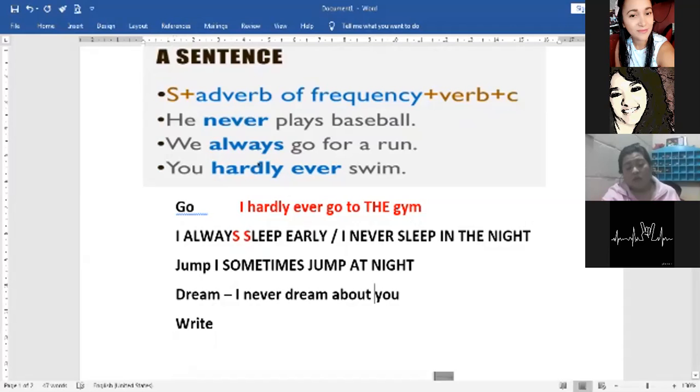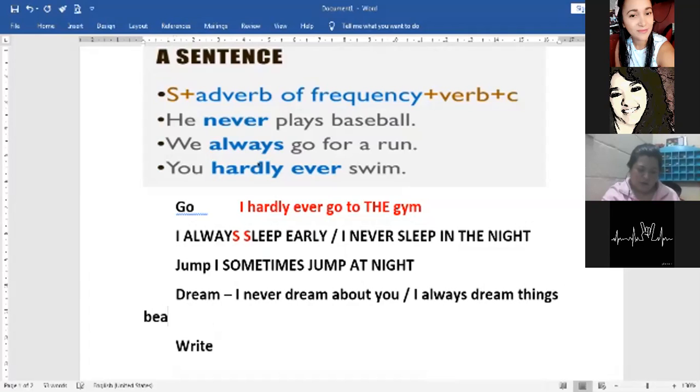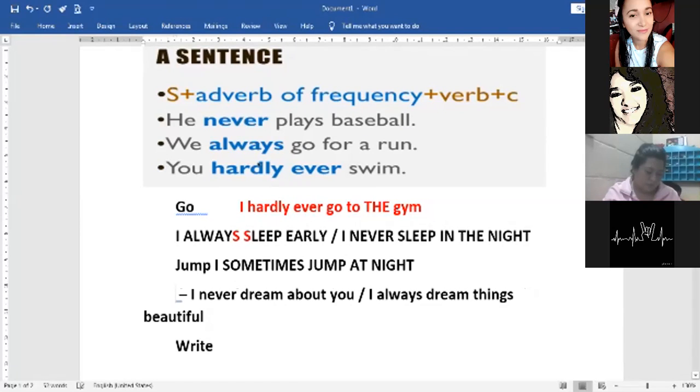Yo tengo una también con dream. Ok, veamos. I always dream things beautiful. Okay. Can somebody help me and correct this sentence? Beautiful things. Excellent. Who's correcting?